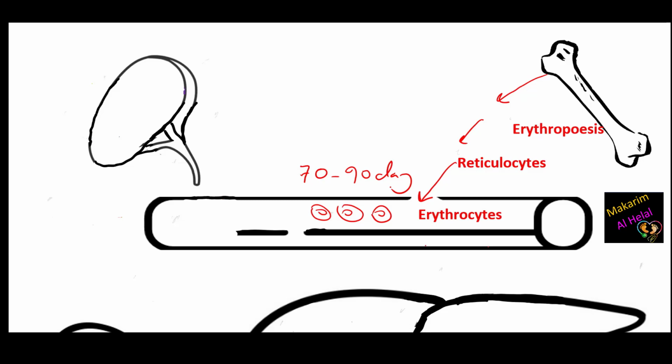There are cells in the spleen known as macrophages. These cells are very important cells in the immune system. They recognize, respond to, and engulf the dead old cells. So all the old dead cells go to the spleen, and the macrophages will degrade the erythrocytes and release hemoglobin.